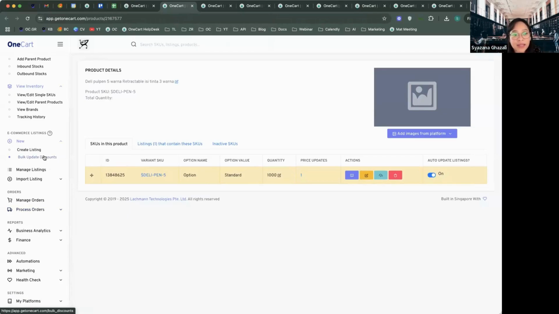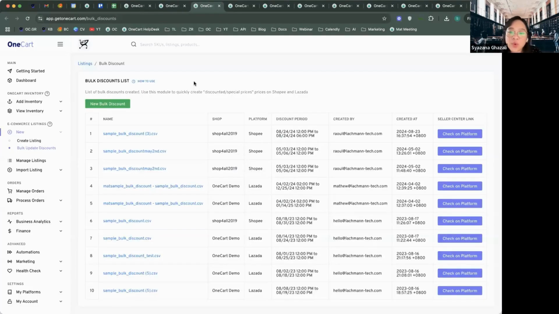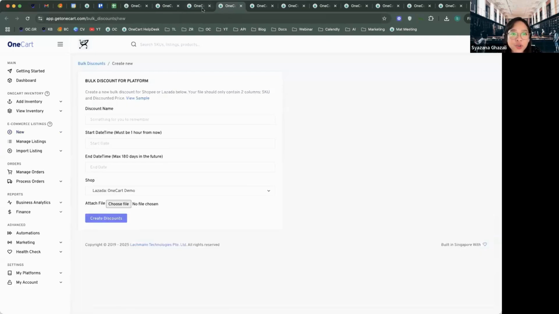We also have this thing called bulk update discount. So bulk update discount is, let's say you have a list of SKUs that you know what the discount would be, and then you can just use this new bulk discount. So again, this one is only applicable for Shopee and Lazada. So instead of going to SKUs one by one, like I showed you earlier, you can use a bulk discount.